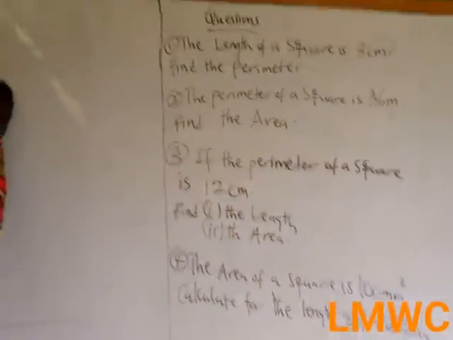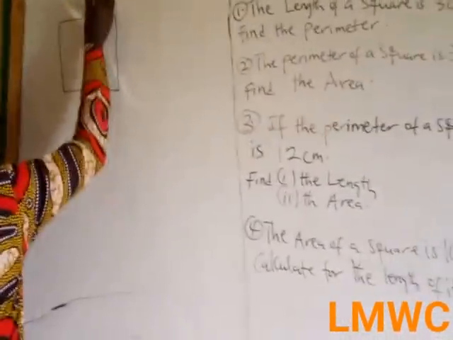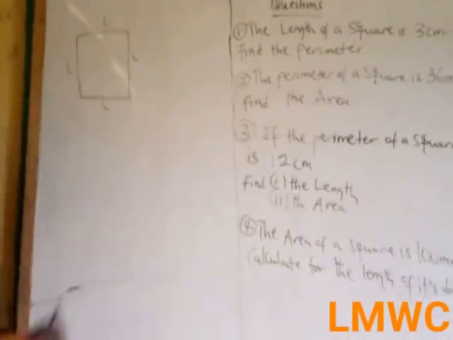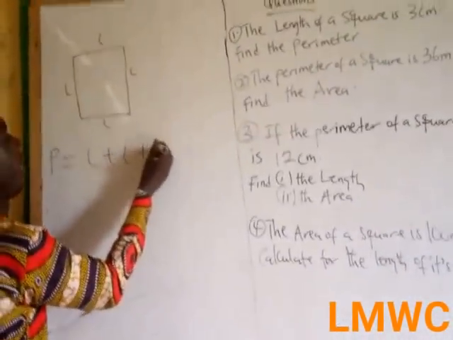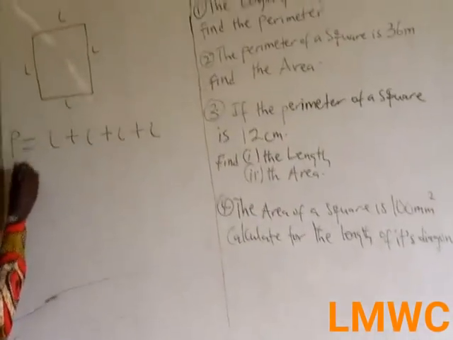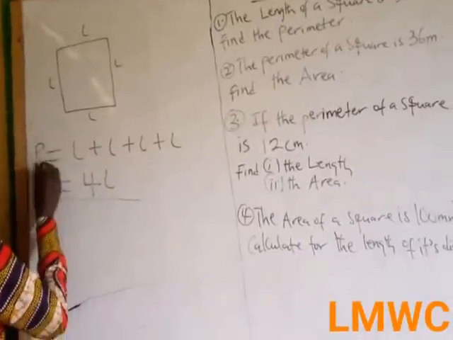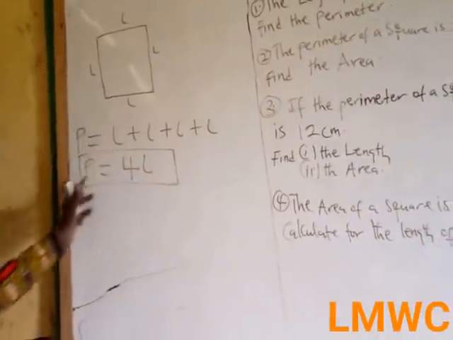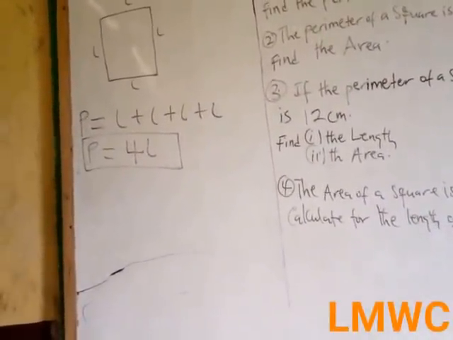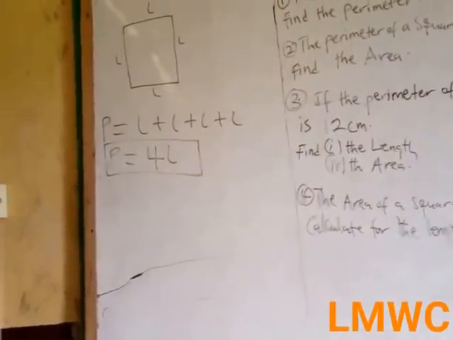You can also be asked to find the perimeter of a square. And we know the lengths of a square are equal, all the sides. So the perimeter of a square becomes L plus L plus L plus L, and L plus L plus L plus L is 4L. So this is the formula for the perimeter of a square. So always, if you are given the length and you are asked to calculate the perimeter, this is the formula. Because perimeter is the total distance around a plane figure.